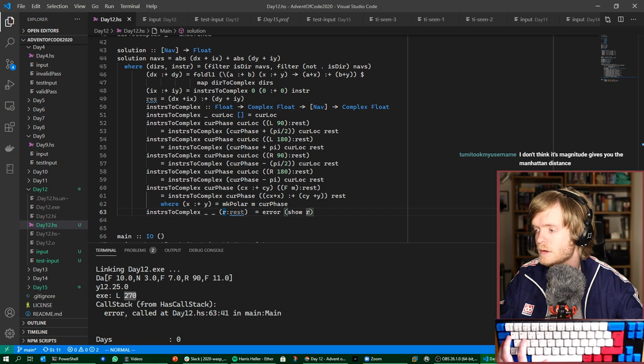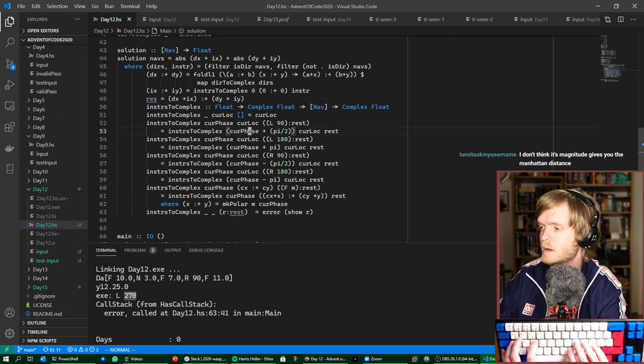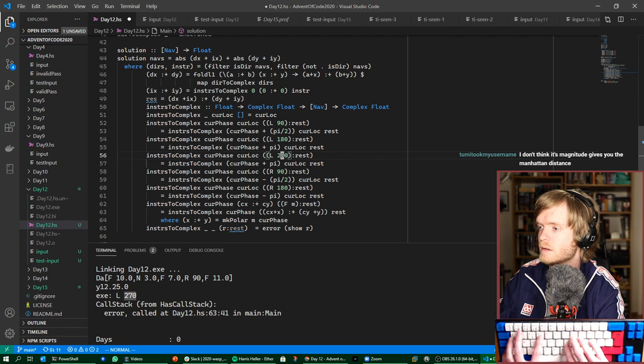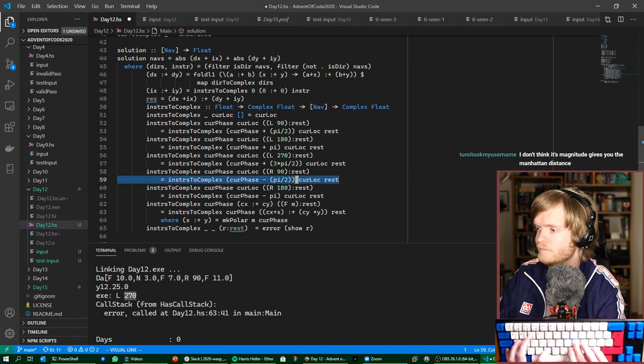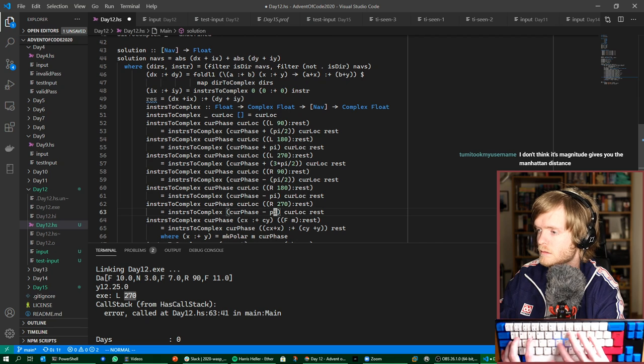Error, L270. Okay. We have L90 pi plus 2, L180, and then we'll have L270, which is gonna be 3 times pi over 2. And the same for R. 270 is gonna be 3 times pi over 2.